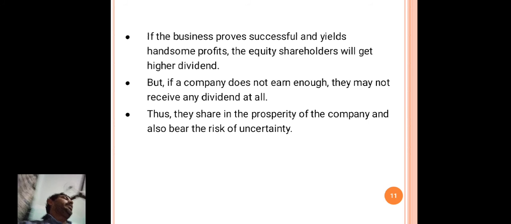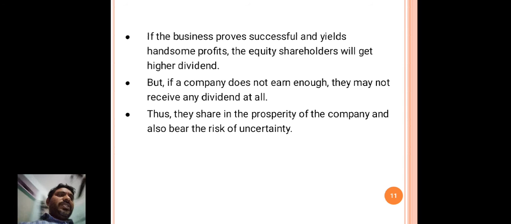Here the rate of dividend is not fixed. And one more point is, if the company is not getting any kind of profit, then in that case there is no dividend to equity shareholders. Thus they share in the prosperity of the company and also bear the risk of uncertainty.